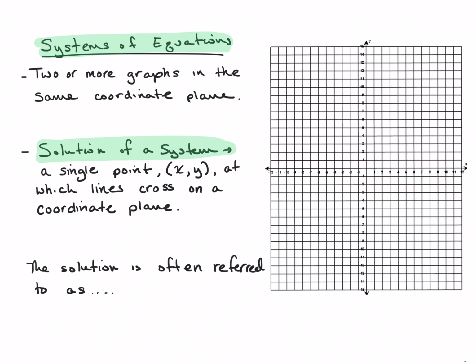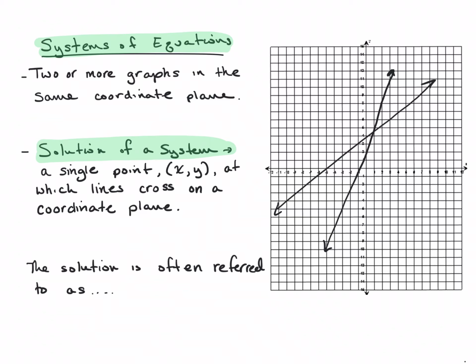To be a system, we're going to put two lines on the same graph. We will draw one line like such, and we'll draw another line. Both of them could have positive slopes, both could have negative slopes, or one could be positive and one negative. There's a whole bunch of different types of lines. But what we're going to be looking for and observing is what is called a solution of a system.